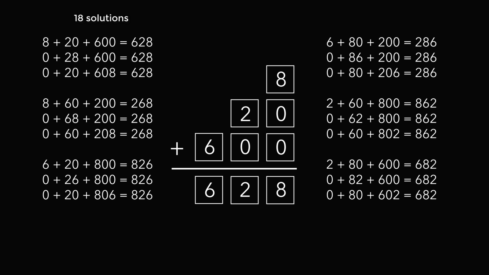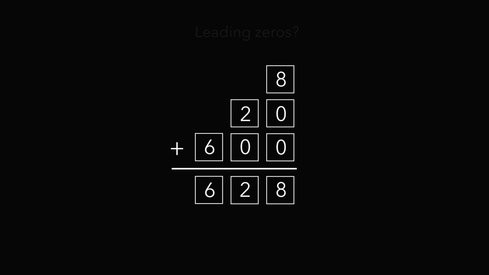But what if we were to stretch our thinking? Are there any other possible answers? What if we allowed leading zeros? So let's say we switch this 2 and the 0 in the tens column. So we have 8 plus double 0 plus 620 is equal to 628.